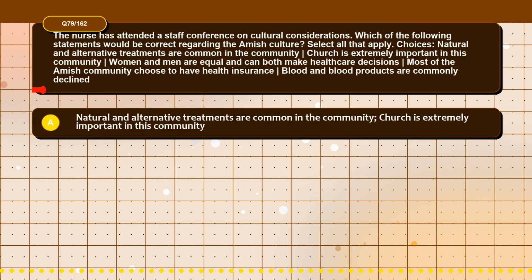Question 79. The nurse has attended a staff conference on cultural considerations. Which of the following statements would be correct regarding the Amish culture? Select all that apply. Choices. Natural and alternative treatments are common in the community. Church is extremely important in this community. Women and men are equal and can both make healthcare decisions. Most of the Amish community choose to have health insurance. Blood and blood products are commonly declined. Here are the options. Option A. Natural and alternative treatments are common in the community. Church is extremely important in this community.